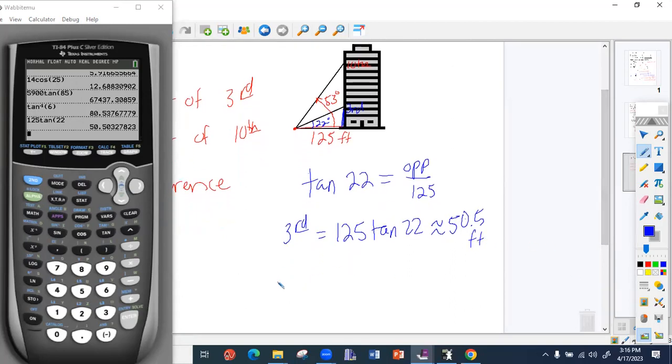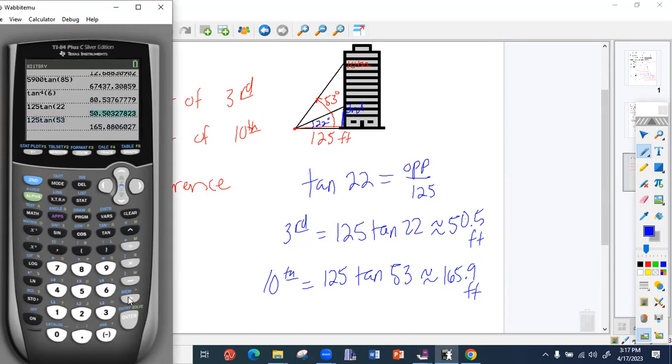And then for our 10th floor, it's pretty much the same thing, right? The only thing that changed was the degree, your elevation. So we should have 125 times tan of 53 degrees, and you should have gotten 165.9 feet. Then it asks, what is the difference between the two floors?